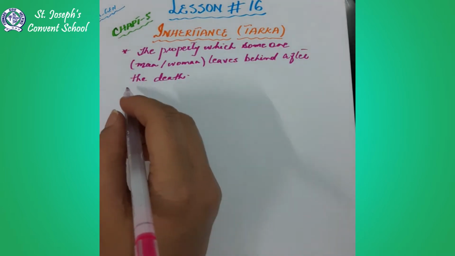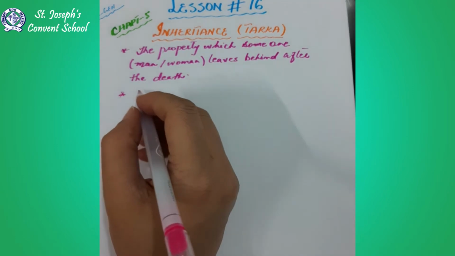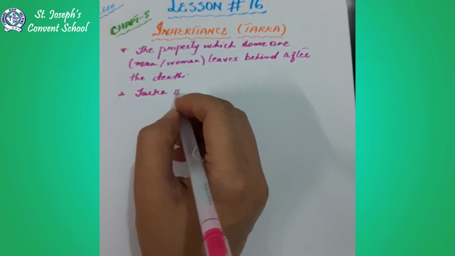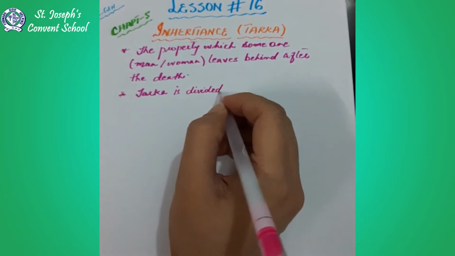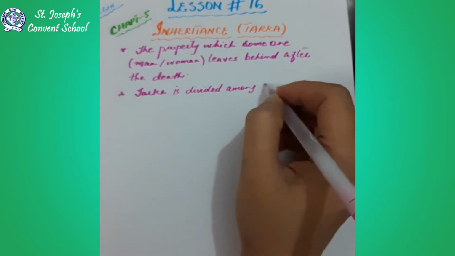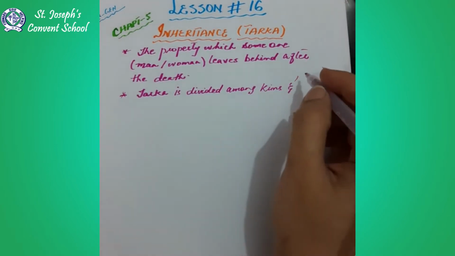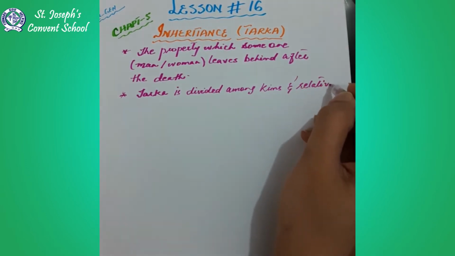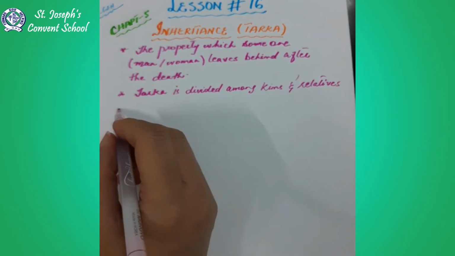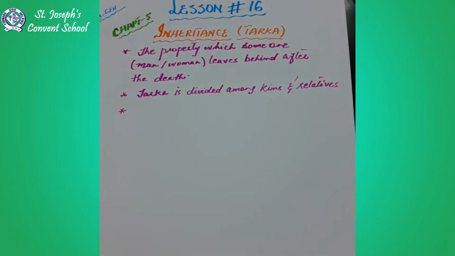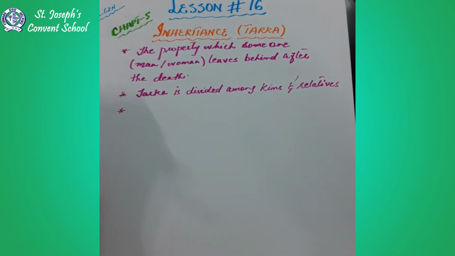So now, you divide this property, tarka is divided among kins and relatives. Okay, right. Another thing which you have to remember when this property is divided, this has to be checked: if any loan is due, any debt the person has to pay, so that amount should be paid before distributing the tarka. Okay, before dividing the tarka.